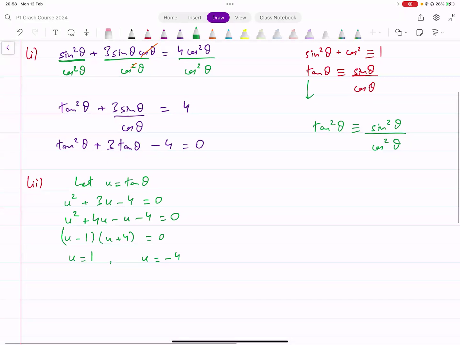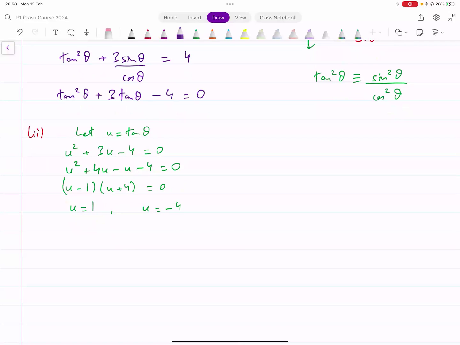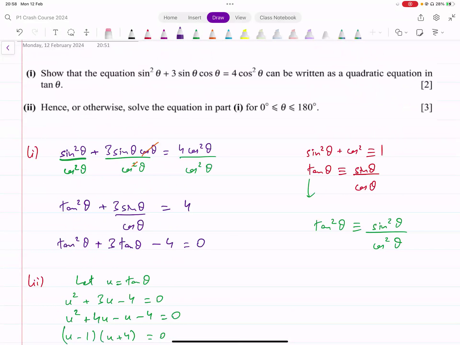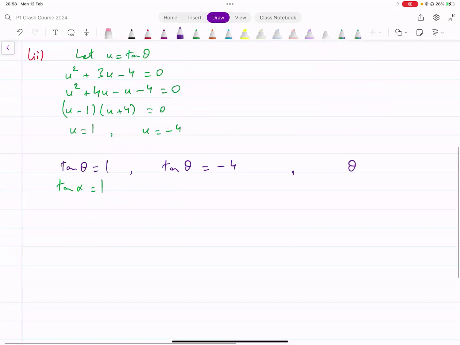Now you put that substitution back, and that gives you either tan theta equals 1 or tan theta equals minus 4. Now you find the basic angle just like you usually do. Tan alpha equals 1. The interval that's given to you in the question is that theta is between 0 and 180. That's the interval given. And now you can find the basic angles. The basic angle from the first one would be 45 degrees.